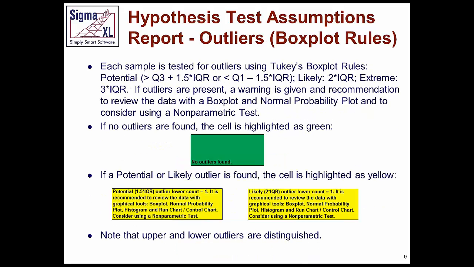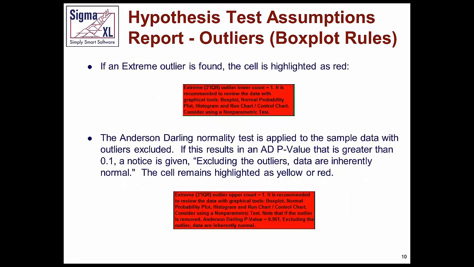So on the outliers, we use the box plot rules. If there are no box plot outliers, then it's green. One potential outlier is 1.5 times the interquartile range. And then a likely outlier is 2 times the interquartile range. That one is not seen on the box plot. However, we do report it as a likely outlier. And then we have the 3 IQR, and we call that an extreme outlier. Okay, so you have potential, likely, and extreme.